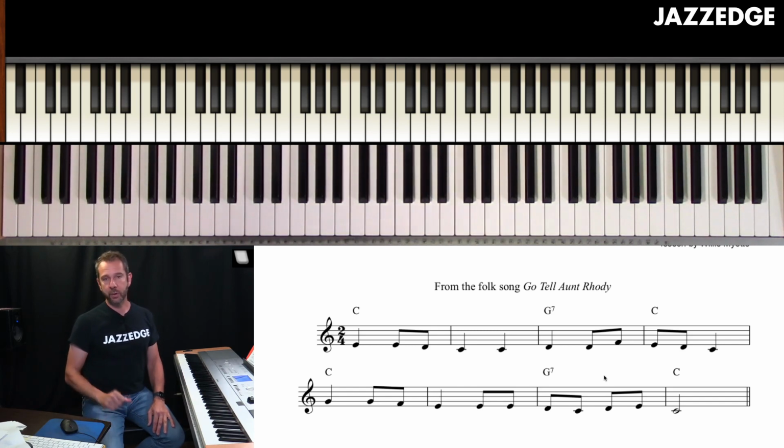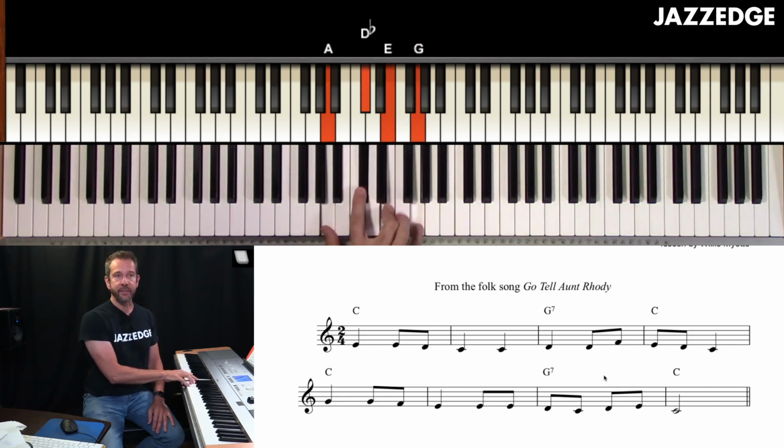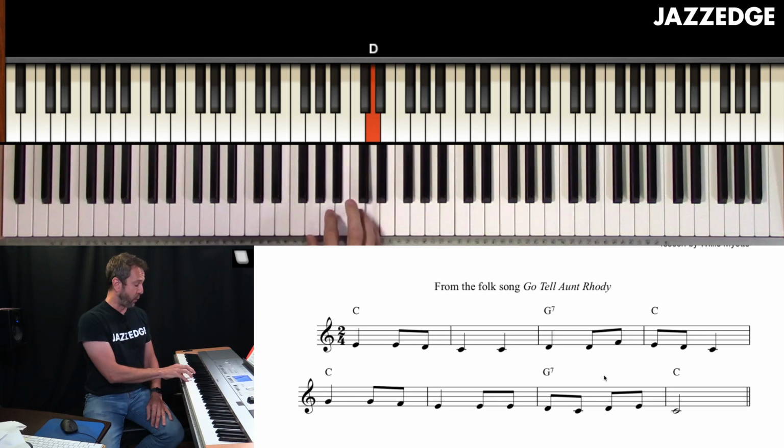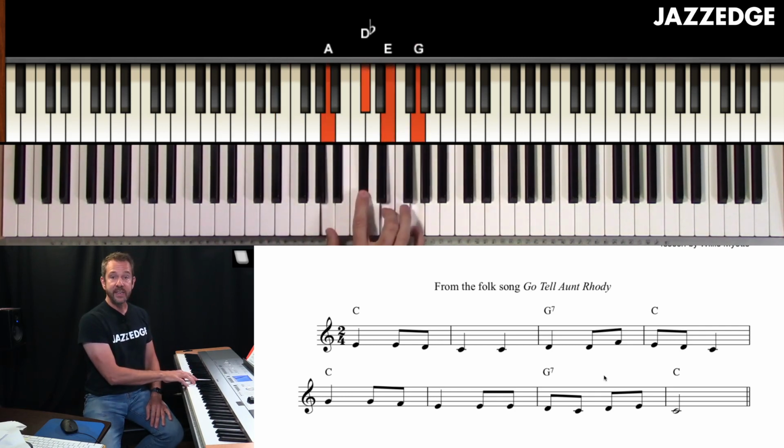Let's try a couple more just to make sure you got it. A7, where would A7 resolve us to? Well, count up 5 half steps, 1, 2, 3, 4, 5, or go up a 4th or down a 5th, and then what is it going to do? A7 is going to take me to a D chord.